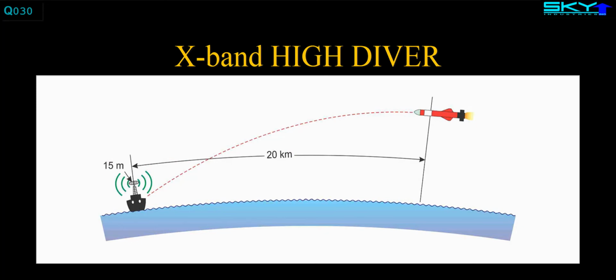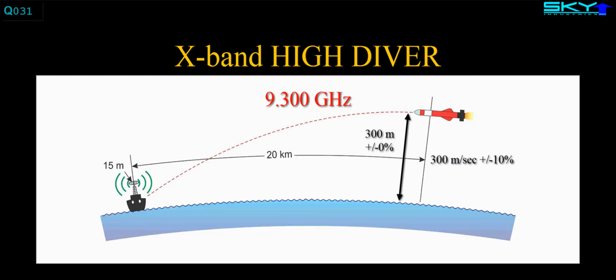So let's take a look at the high diver missile model, following the same presentation pattern as the sea skimmer. The high diver seeker operates also at 9.3 gigahertz. Seeker activation range is again 20 kilometers. The missile speed is also again 300 meters per second plus or minus 10%, and the missile altitude is 300 meters for all runs, and it's guided in azimuth and elevation.